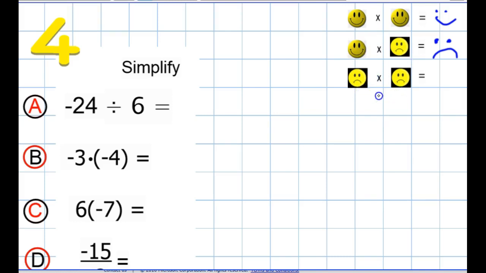Now we have two negative people. This negative person found a friend in the other negative person. If they're both negative together, they're going to be happy.